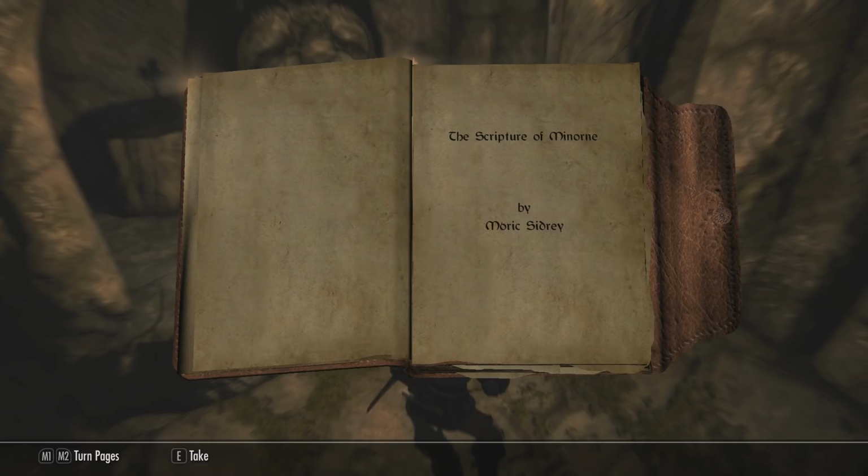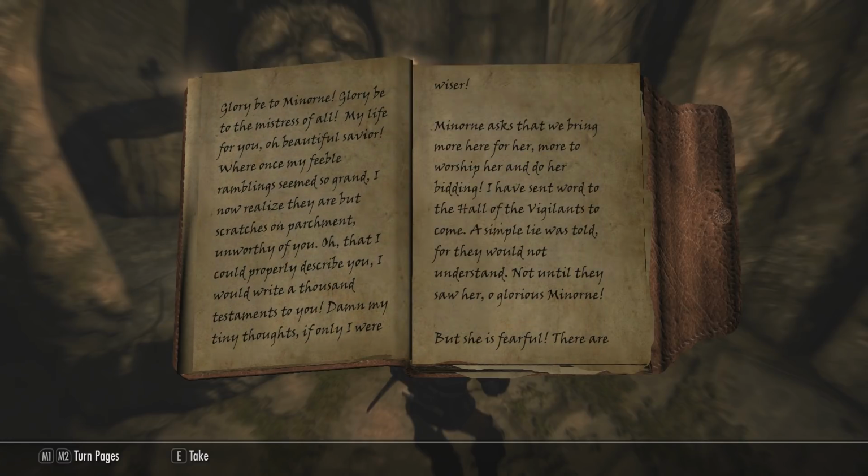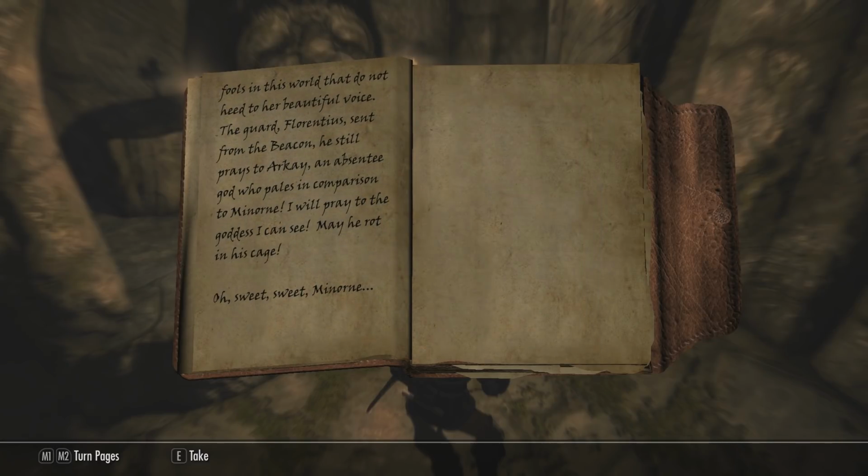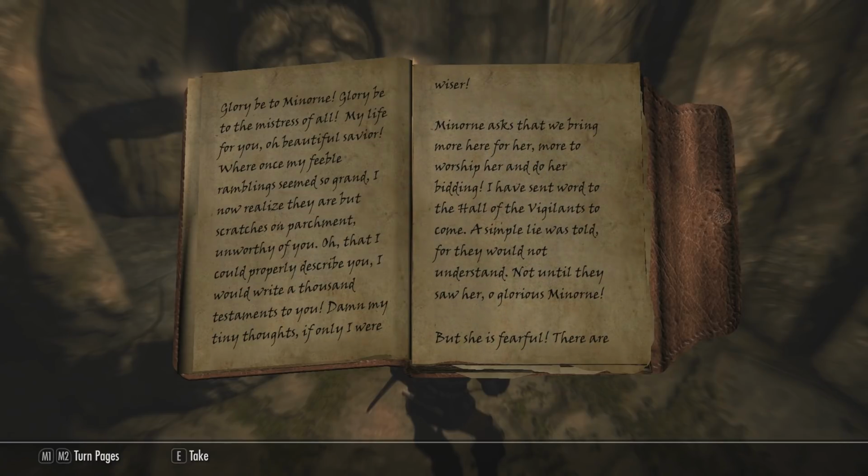The Scripture of Minorn. Glory be to Minorn, glory be to the Mistress of all. My life for you, O beautiful Savior. Where once my feeble ramblings seemed so grand, I now realize they are but scratches on parchment, unworthy of you. Oh, that I could properly describe you. I would write 1,000 testaments to you. Damn my tiny thoughts, if only I were wiser.